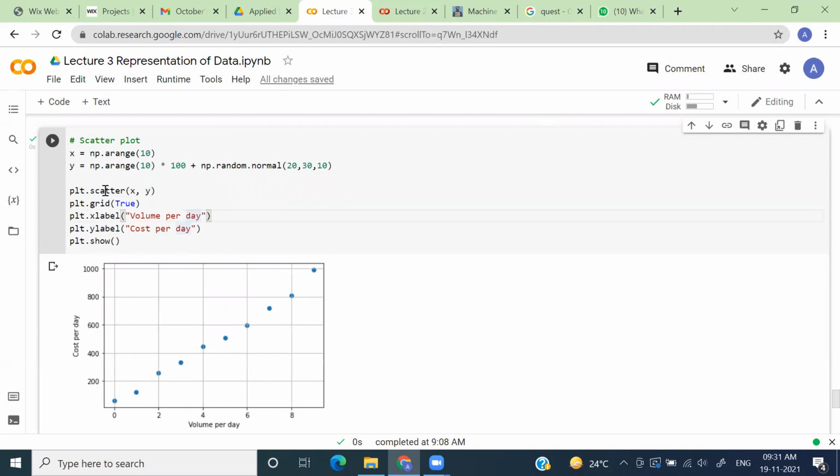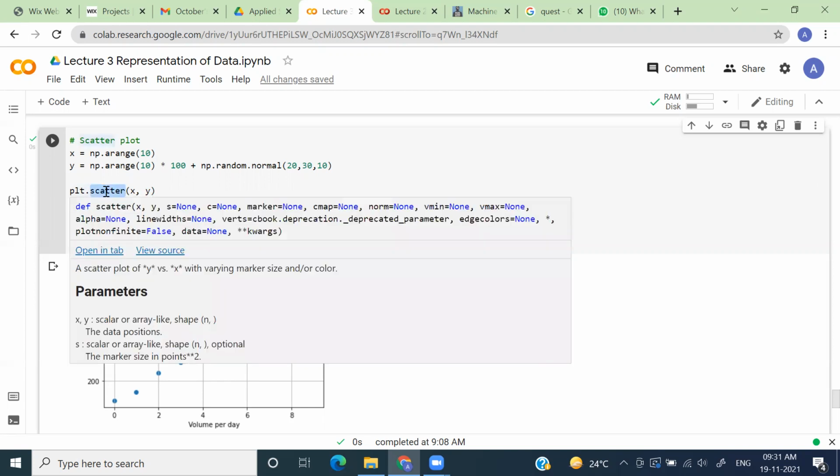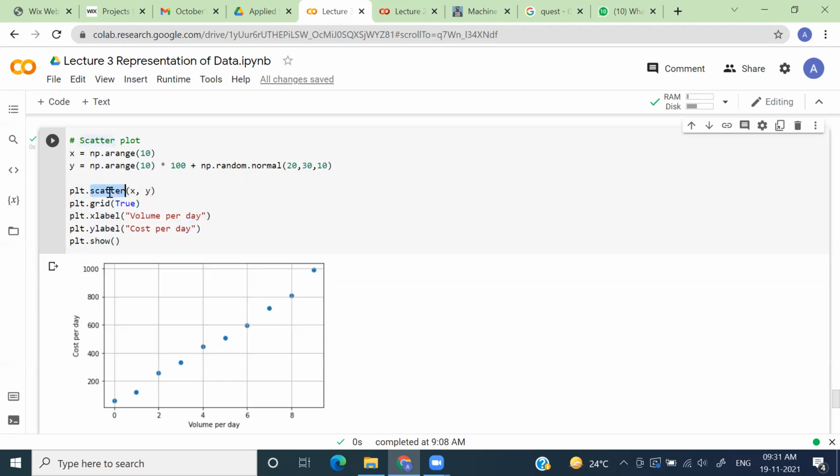When we had to do bar plotting, instead of scatter, we mentioned bar here. When we had to do a pie chart, we wrote pie. For scatter, we wrote scatter. So it's very much intuitive, right? Whatever kind of plot you want to generate, you have to invoke the corresponding function, and the function name is also very intuitive. For scatter plot, it is scatter. For bar plot, it is bar. For line plot, it is simply plot.